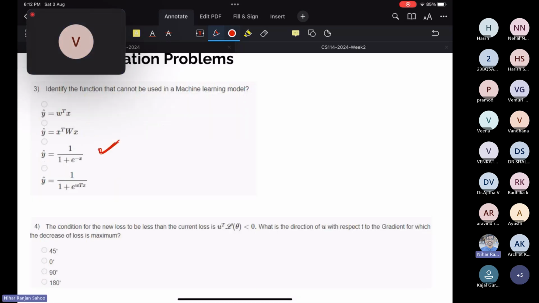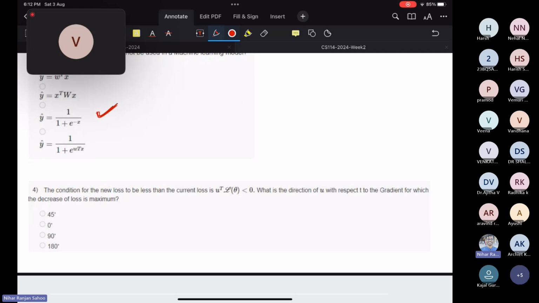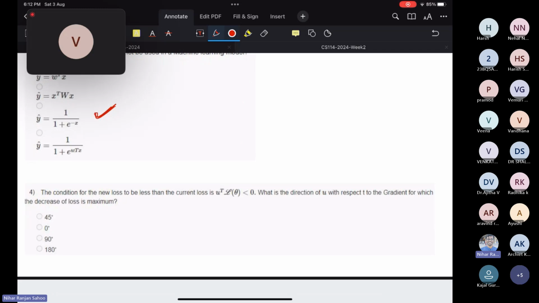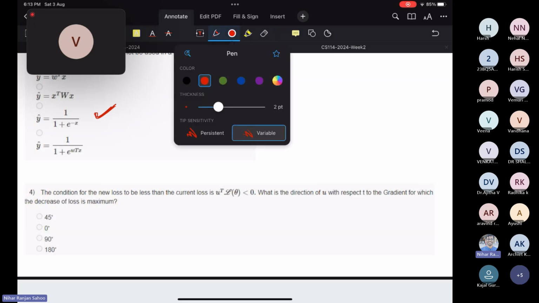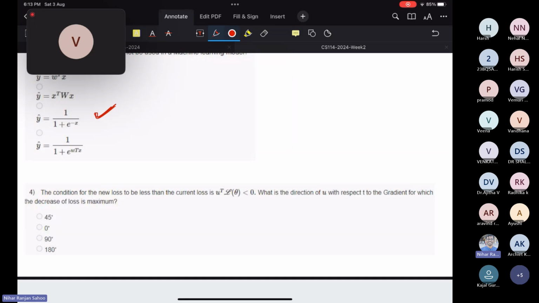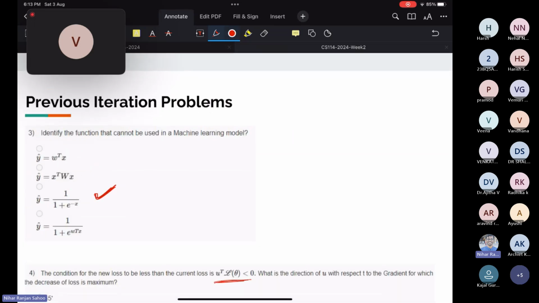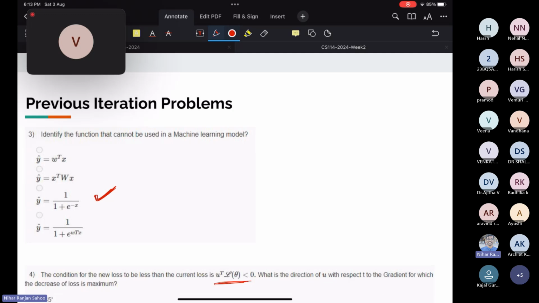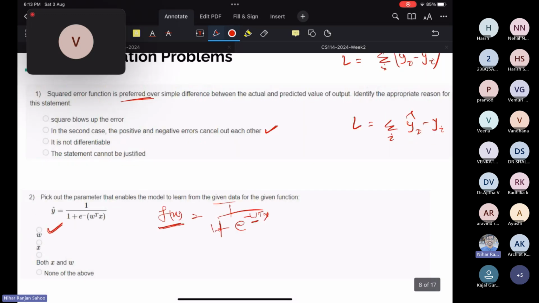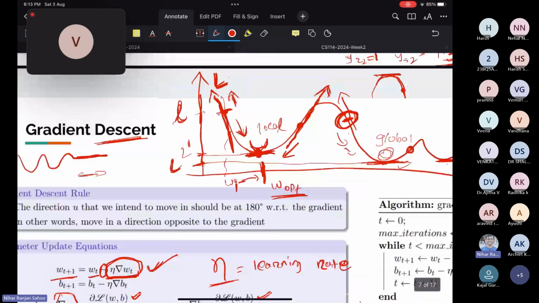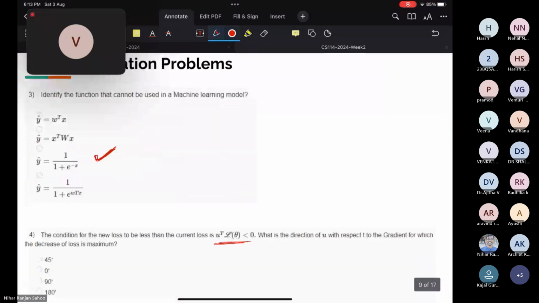Okay. What's the next question? The condition for the new loss function to be less than the current loss. If you have gone through the week's lecture, this was taught as a proof for gradient descent. So the condition is: this is the current loss L, and the direction of the change in W is U.